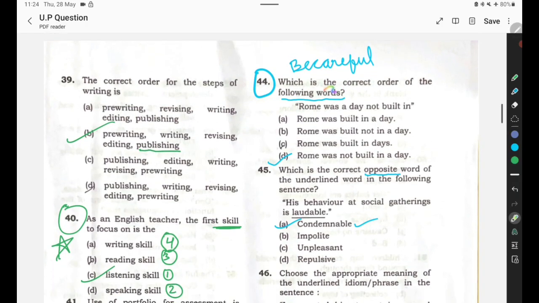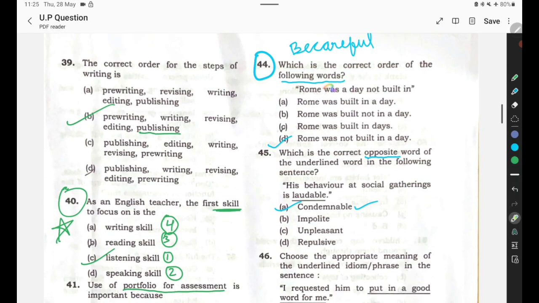44. Which is the correct order of the following words? They are given this, which is not a correct order, okay, but they ask for correct. Rome was a day not built in. So they are asking for the correct order. Make sure you check this note also, okay, because most of you will answer in a hurry. Rome was built in a day. Of course, this is also a correct sequence of a sentence, but the correct one should have this not also, okay. So Rome was not built in a day.